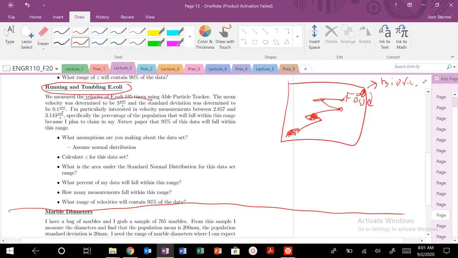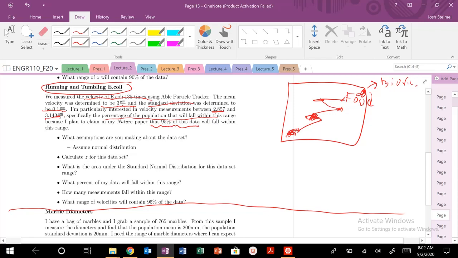coli 135 times. The mean velocity of the population was determined to be this. The standard deviation was determined to be this. I'm interested in the velocity measurements between this value and this value, and the percentage of the population that will fall within this range. I'm planning to claim in my Nature paper, very ambitious, that 95% of the data is going to fall within this range.